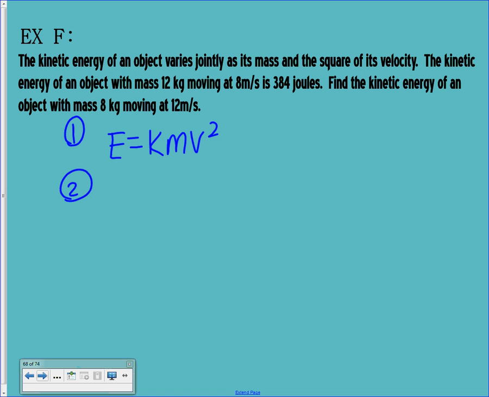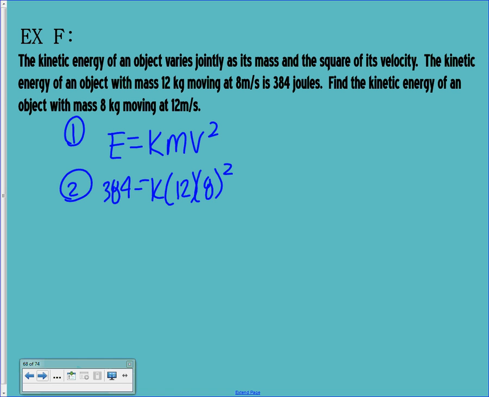So the kinetic energy of an object with a mass of 12, so 12 in for m, moving at 8 meters per second, so that would be my velocity, carrying over my squared, is 384 joules, so I can plug that in for E. What's getting tricky here is reading very carefully and making sure you're plugging in the right numbers for the right variables. So read slowly, no silly mistakes here.